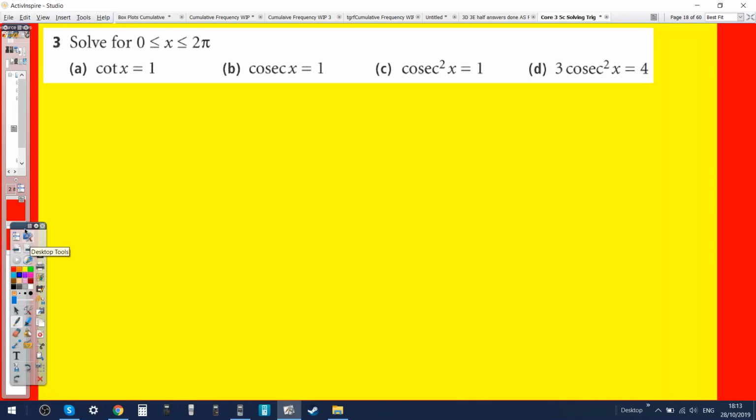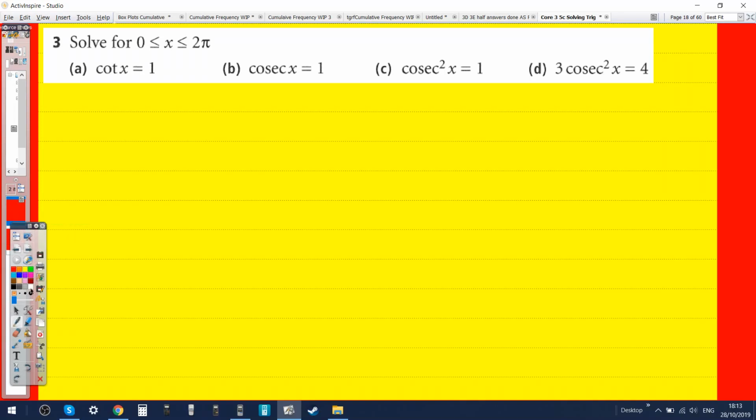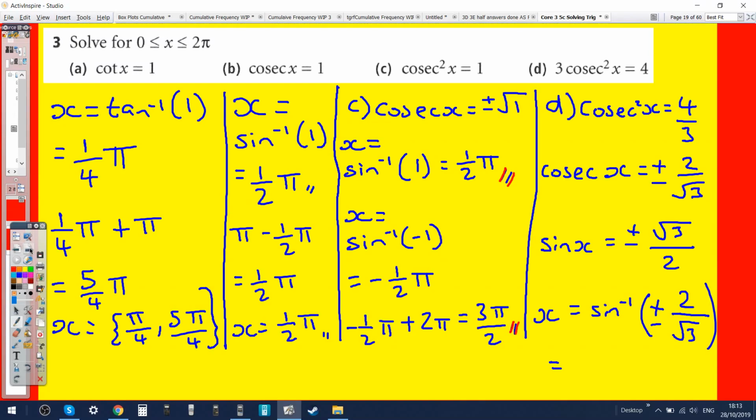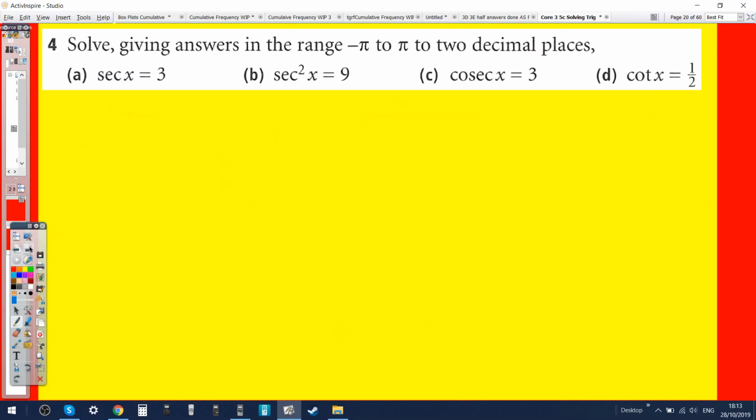How would you start question D? Question D, I would divide by 3, both sides. And what would you get? I'd get cosec squared x equals 4 over 3. Yeah, and then it would just be fine to go from there.